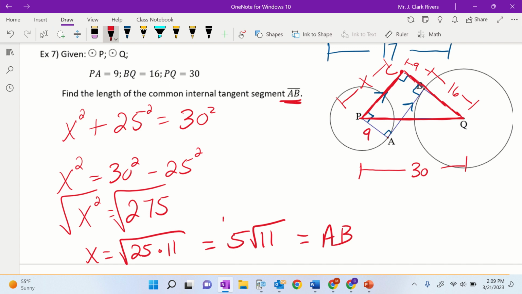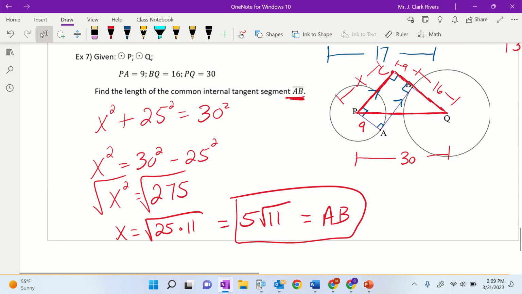It's the same thing as PC. There you go. That's a tough problem, but again, they all kind of start out the same way. You create the rectangle by drawing in the parallel segment. You then focus on the right triangle and use the Pythagorean theorem to find the missing piece.